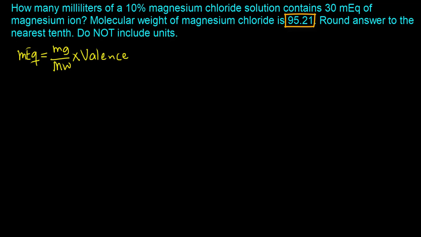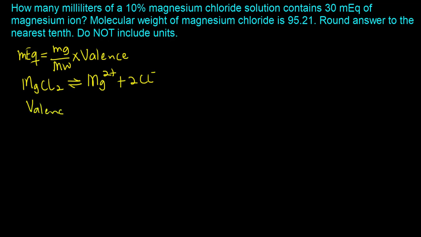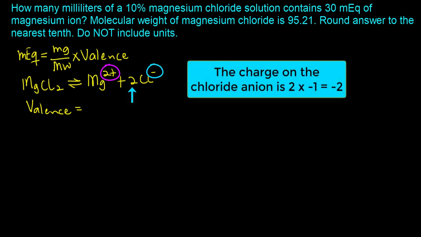So magnesium chloride is MgCl2, and when you put this in an aqueous environment, it's going to dissociate into a magnesium cation and 2 chloride anions. So the valence of the compound is going to be either the absolute of the charge on the cation or the absolute of the charge on the anion. So if we use the magnesium cation, then the absolute of positive 2 is going to be 2, and so the valence is 2.